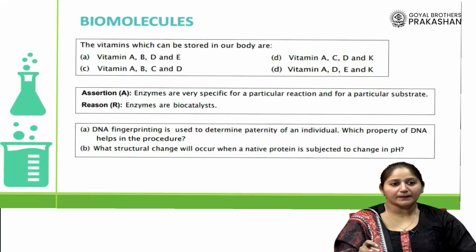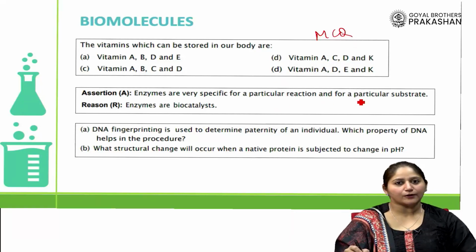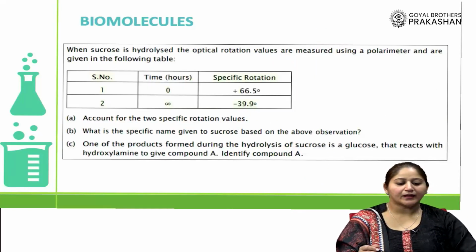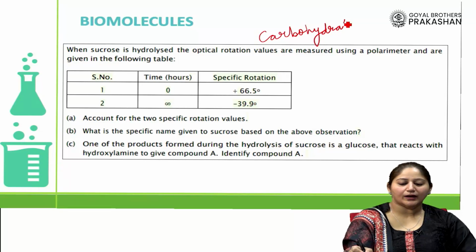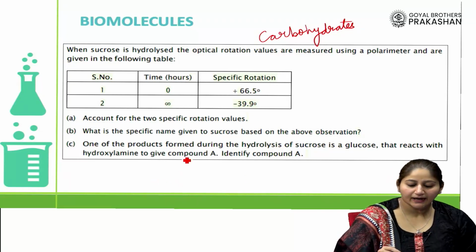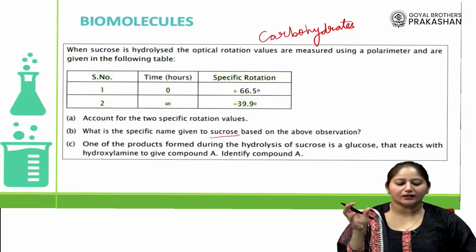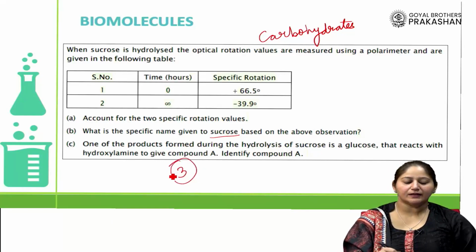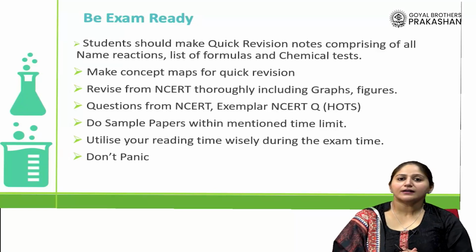Now the sample question paper involves an MCQ from the vitamins topic, then an assertion reason question from enzymes, and there is a reasoning question from DNA and RNA from biomolecules. Then from biomolecules there is a question from carbohydrates, where the question is related to the glucose topic, the optical rotation of glucose, and why sucrose is invert sugar. This particular topic is given for a 3-marker question. This carries 3 marks.